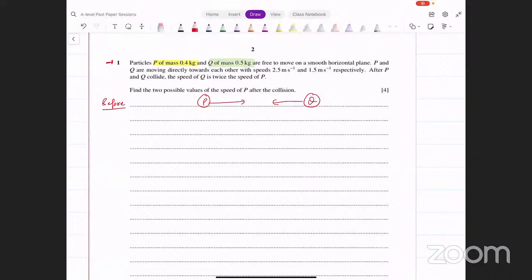P की speed कितनी है? That's 2.5 meters per second. What about Q? Q is moving at 1.5 meters per second towards the left side. We've got their masses given. हम यहाँ पे लिख लेते हैं 0.4 kilograms and 0.5 kilograms. That's what is happening before collision. Now, what about after collision? Collision के बाद क्या होएगा? अब collision के बाद, उसने हमें speed तो बता दी है कि speed of Q is twice the speed of P. Okay, that's what we're given.